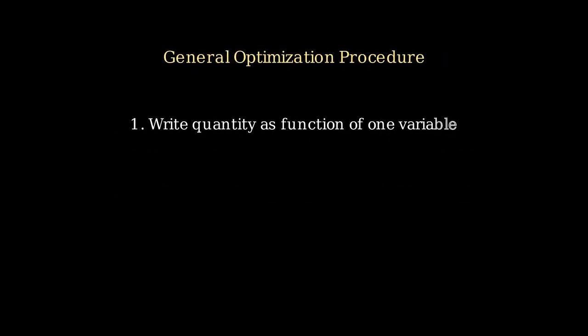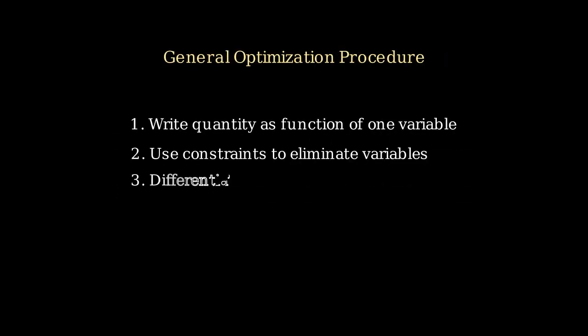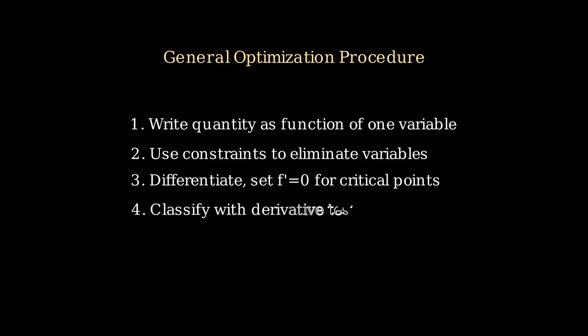Now, the general procedure for optimization problems. First, identify the quantity you want to optimize and write it as a function of a single variable. Second, use any constraints given in the problem to eliminate extra variables. Third, differentiate that function and set the derivative equal to 0 to find critical points. Fourth, classify each critical point using a derivative test or by checking endpoints.